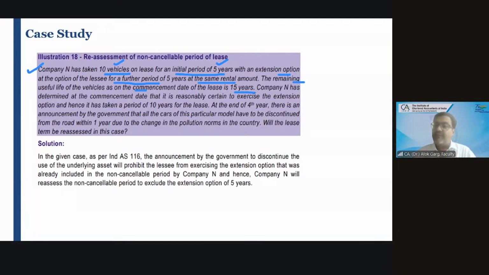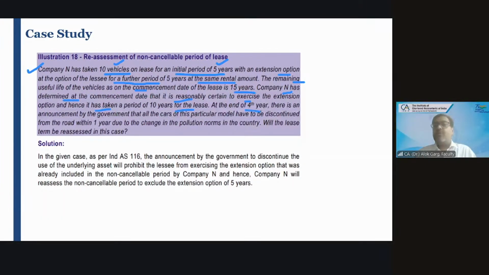Okay. Company N has determined at the commencement date that it is reasonably certain to exercise the extension option, and hence it has taken a period of 10 years for the lease. Right? It was reasonably certain. So what was the lease term? 10 years. Non-cancelable 5 years plus 5 years of optional renewal period. Okay.